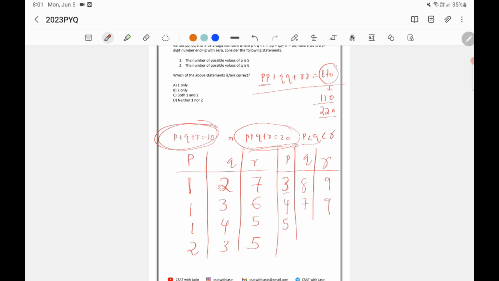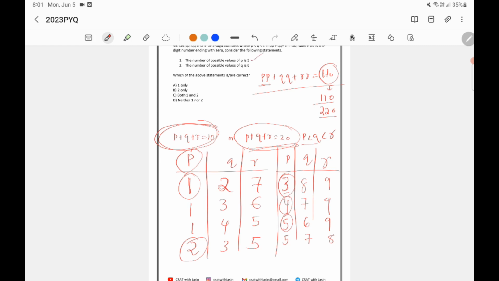Now if I take 5 here and 6 here, this will come 9. This is a possibility. Again, if I take 5, 7 can come here and 8 will come here. Now if I take 6 here and 7 here, it will be 7 here also, but this will become equal, so it will not come. So these are the different possibilities. So possible values of P are 1, 2, 3, 4 and 5. So total 5 values are possible for P. So this is correct. First statement is correct.